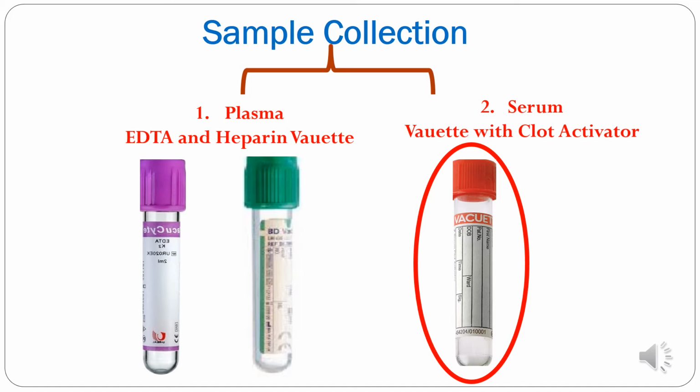collect the blood. Generally we collect venous blood samples, and the total protein can be estimated in both plasma and serum. For plasma we can take an EDTA vacutainer or a heparin vacutainer, whereas for serum we can take a vacutainer having a red cap, which has a clot activator. The most commonly used vacutainer is the one having a clot activator.